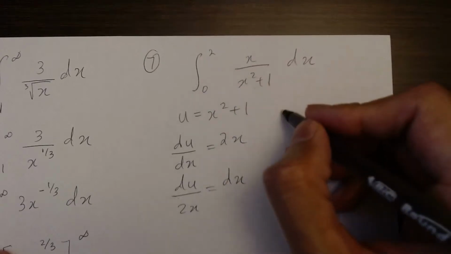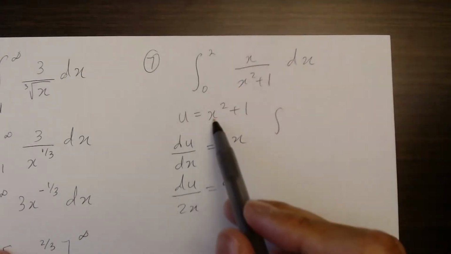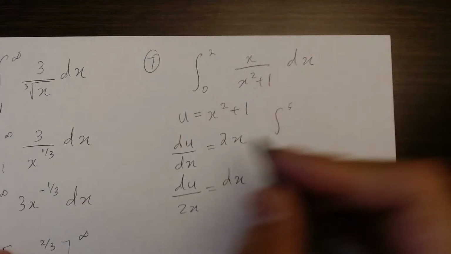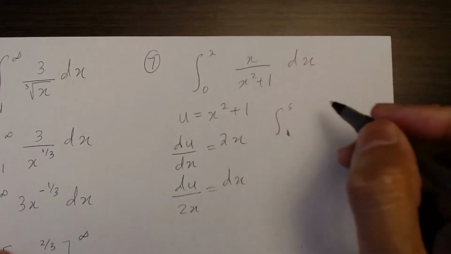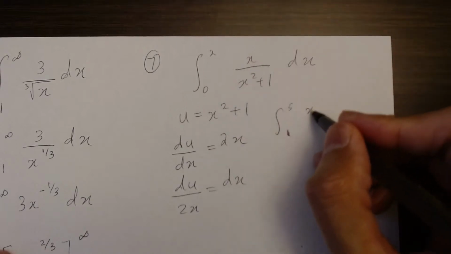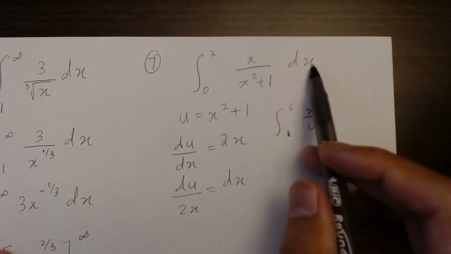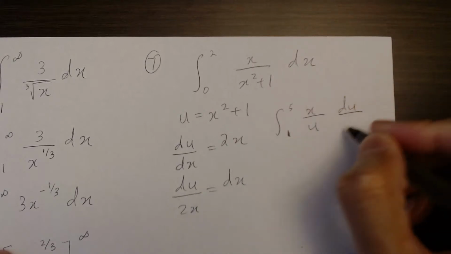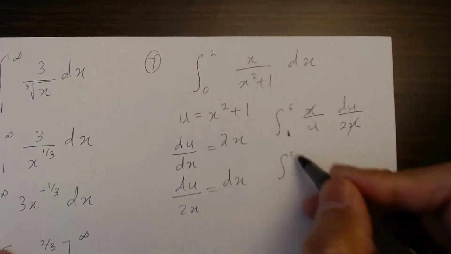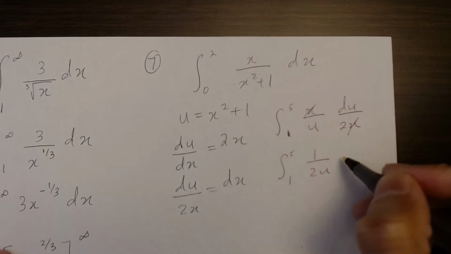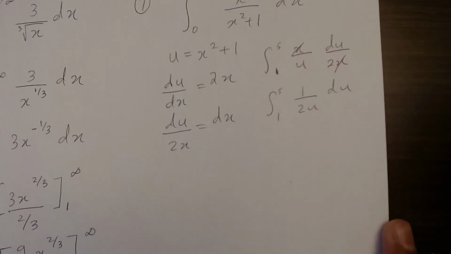So now I can rewrite this as an integral. My first limit, 2: if I plug it into this equation, 2 squared plus 1 is 5. Second limit, 0 squared plus 1 is just 1. I cannot replace x with anything, but I can replace x squared plus 1 with a u, and then I can replace dx with du over 2x. Now the two x's cancel off, and I'm just left with the integral of 1 over 2u du. So all I have to do is integrate this function, sub in my limits, and I'll get my answer.